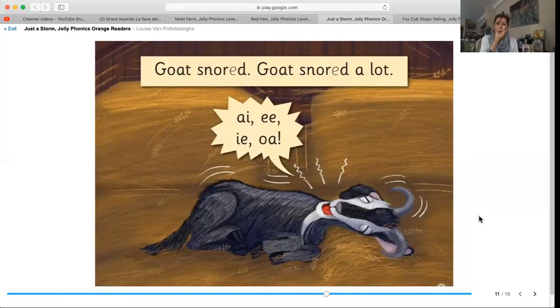A-E-I-O. Can you do it with me? 1, 2, 3. A-E-I-O. Yeah, that was a loud snoring, yes. Can you see in snored, we have the faded letters? That's because they do not sound, they snored. Goat snored a lot.